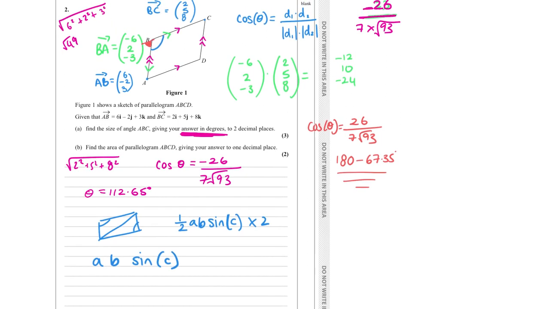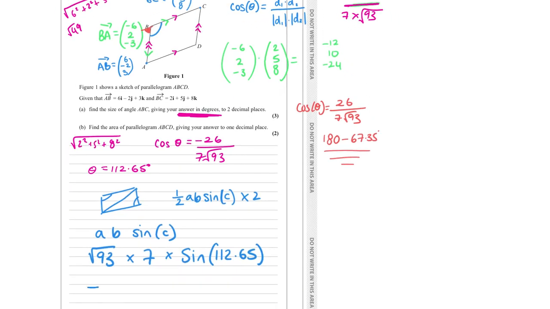Now we know what our A and B are because we know the length of BC is root 93. We know the length of AB is 7, and we know that we have the sine of our angle, which is 112.65. And this is going to give me my area, which is 62.3 to 1 decimal place. And remember, we're going to have units squared.